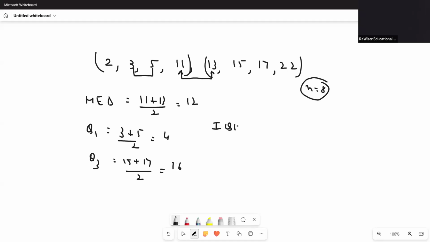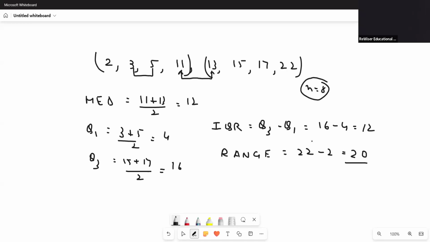If I have to get the interquartile range, that has to be Q3 minus Q1, and that equals 16 minus 4, which is 12. Suppose I have to get the range of this distribution, that has to be the highest value, which is 22, minus 2, and that equals 20. So that's the range of the distribution. I'll give you a minute to note down this problem as well. So hope all of you would have written that.